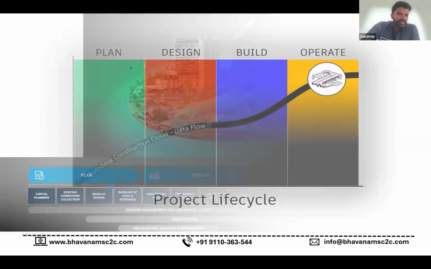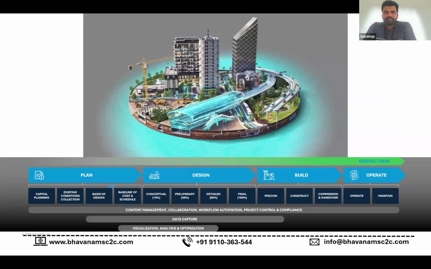You can see what activities are involved in each and every stage: the planning stage, design stage, build stage, and operate stage. In the planning stage, you can see capital planning, existing condition collection, and so on. On the design side, there is conceptual design, preliminary design, detailed design, and the final design. All these stages will be there in the design stage.